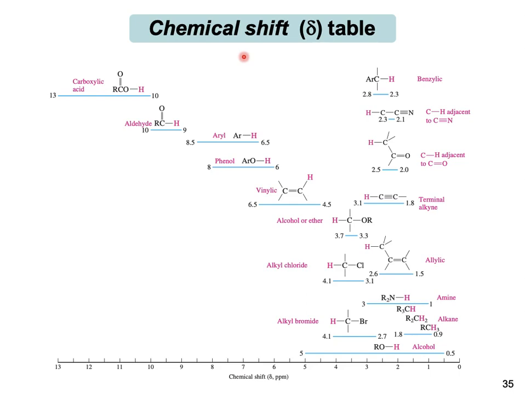Now we will discuss the chemical shift of some particular protons or particular classes of organic compounds. For example, you can see the table, the NMR scale, starts from 0 to 13. So this one is alcohol.